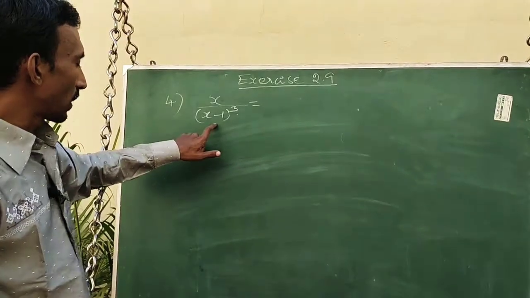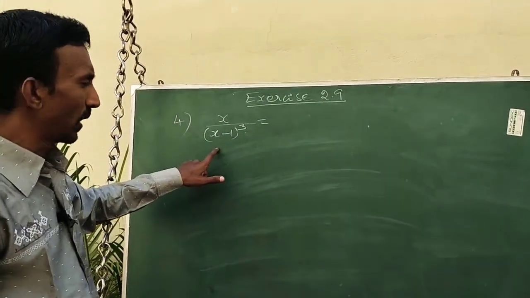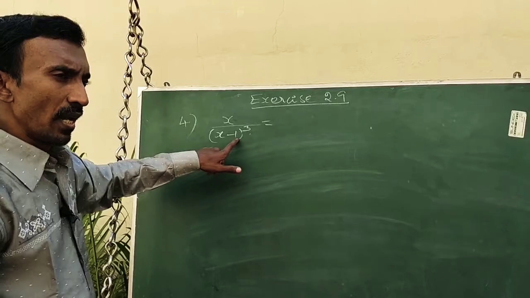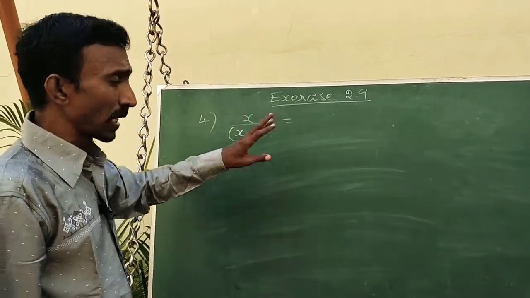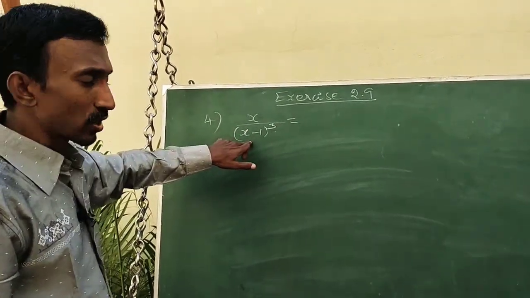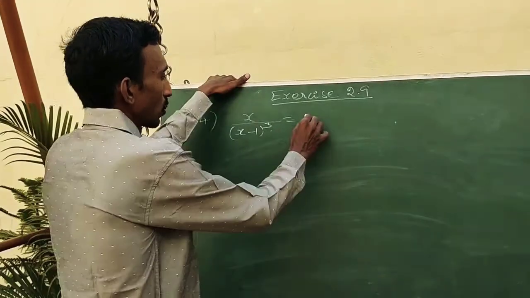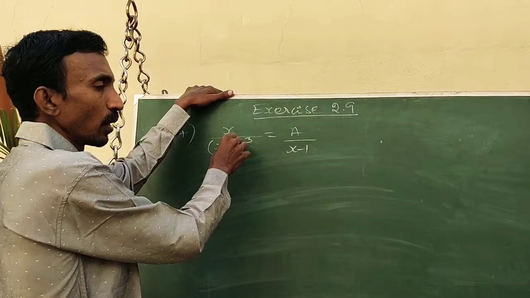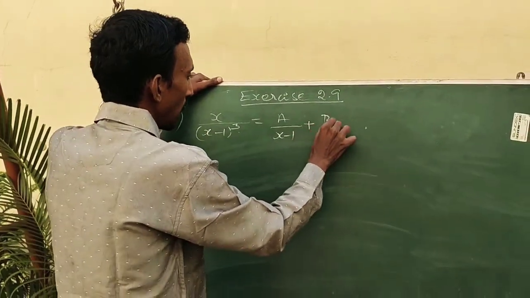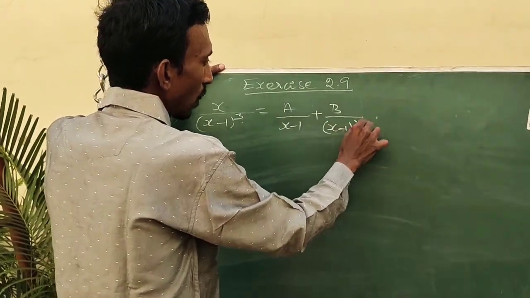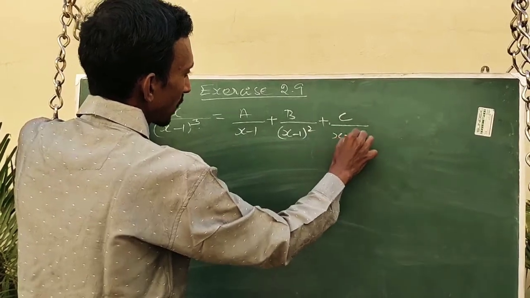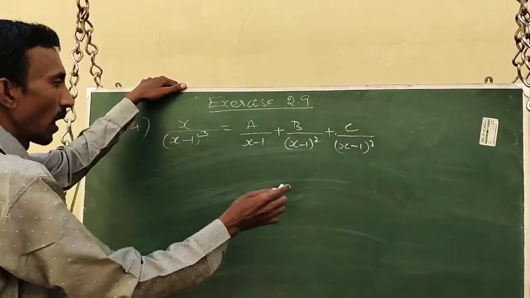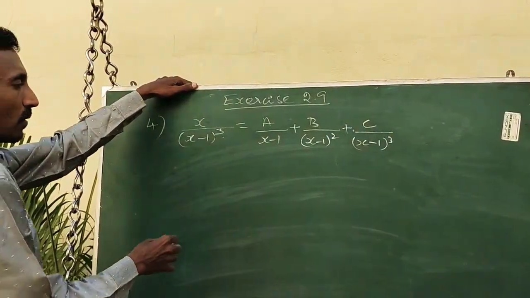So here, look at here, the degree of the numerator is less than the denominator, and look at that, x minus 1 is repeated 3 times. So repeated roots, linear and repeated roots. So a by x minus 1, in increasing order of the degree 1 to n, okay, plus b by x minus 1 the whole square plus c by x minus 1 the whole cube. Take the LCM and simplify.